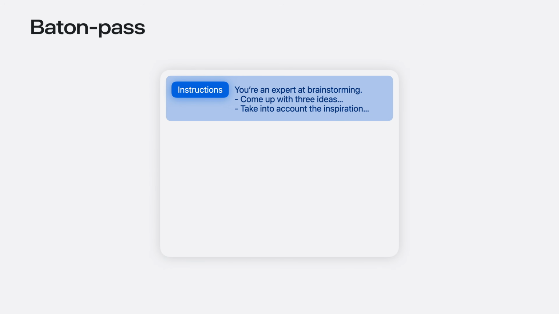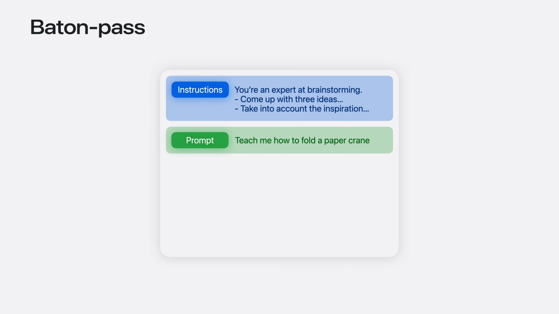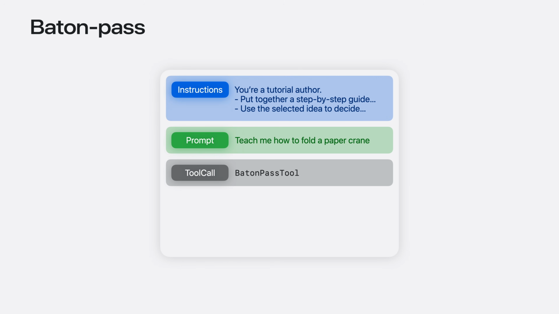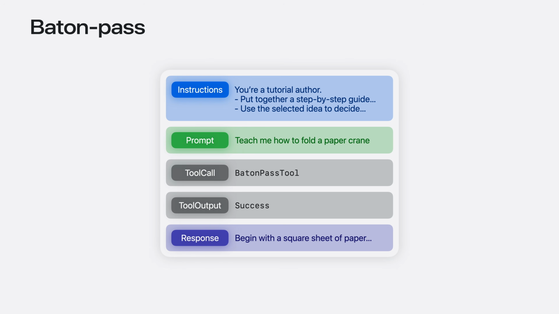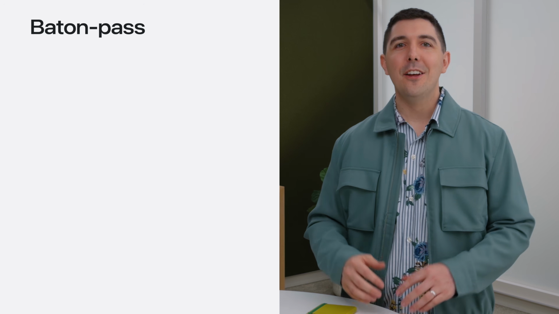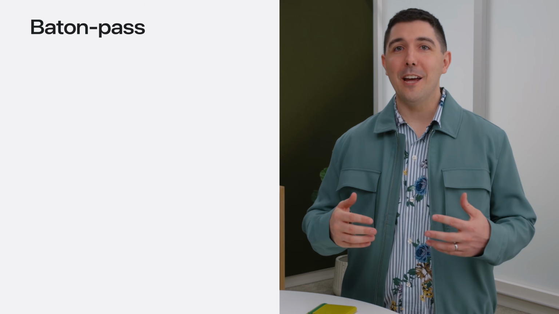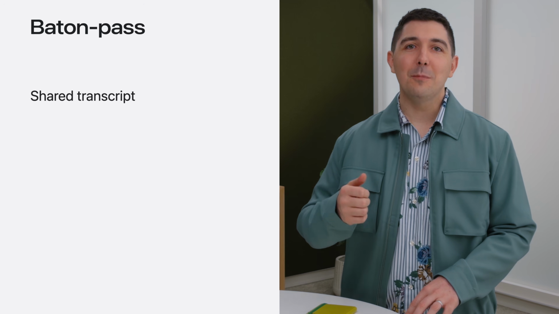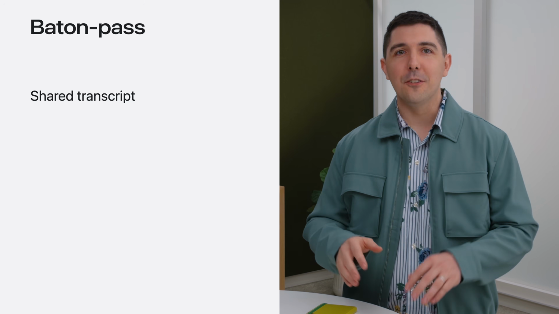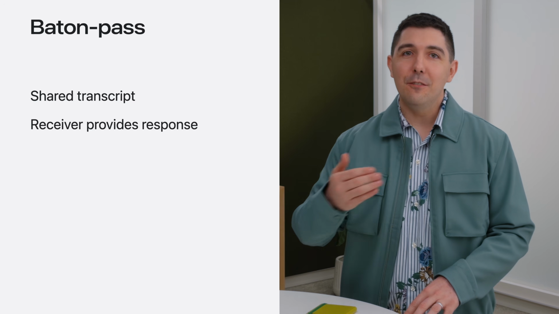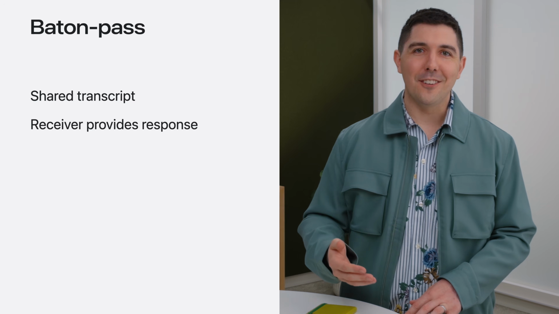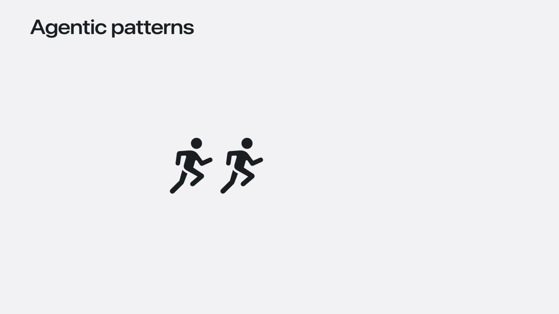If we're currently brainstorming and ask how to fold a crane, the brainstorm profile will call a tool to pass the baton to the tutorial profile. A tool output signals a successful handoff, and the tutorial profile produces the final answer. The most important attributes of the baton-pass pattern are that the full transcript history is visible to both profiles, and that the profile that receives the baton can carry it across the finish line and provide the final response. Both of those attributes will be in contrast to the next pattern we look at, phone-a-friend.